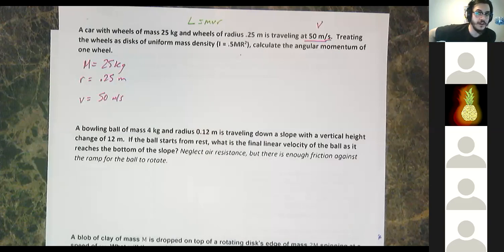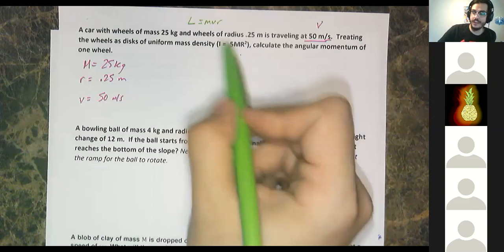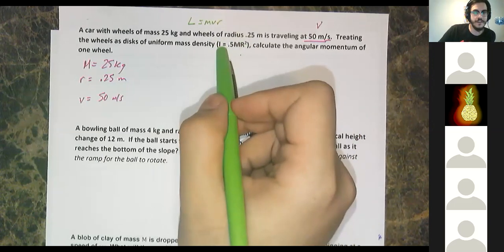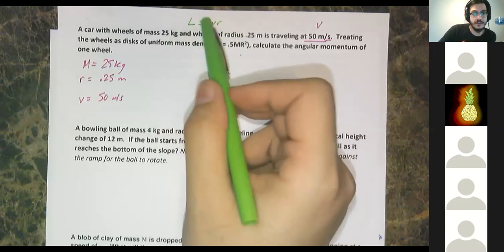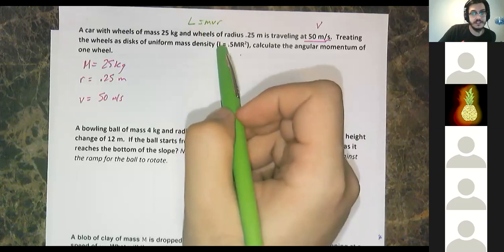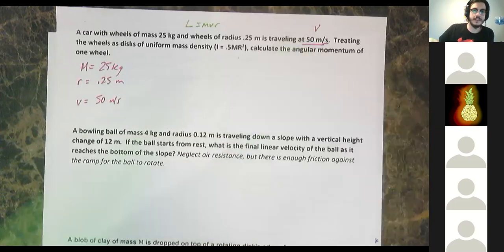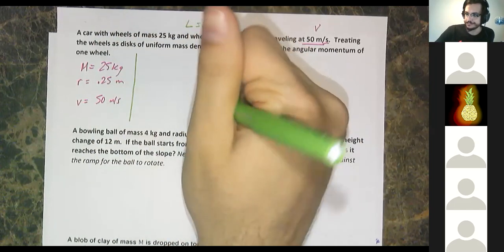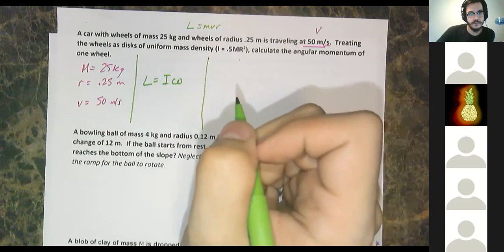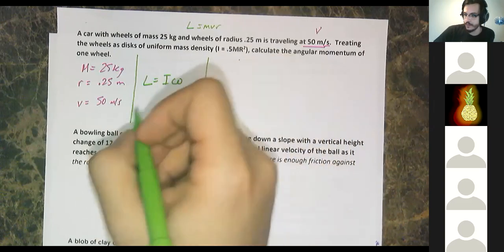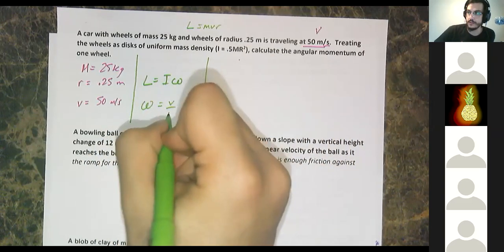L equals mvr works for a point mass. This is not a point mass. This has half the moment of inertia of a point mass. So what you could do, if you're feeling lazy, you could do mvr and then divide by 2. And I guarantee you'll get the same answer as doing this the longer way. But I'm going to do it the longer way first, which would be this, where omega is v over r.